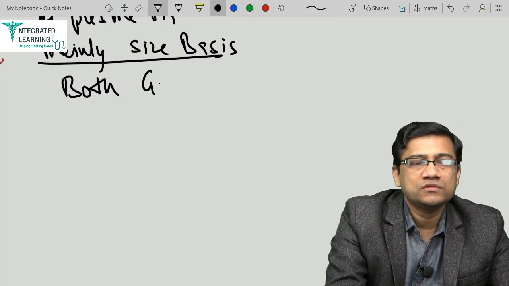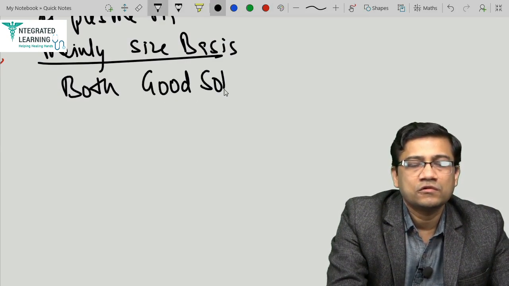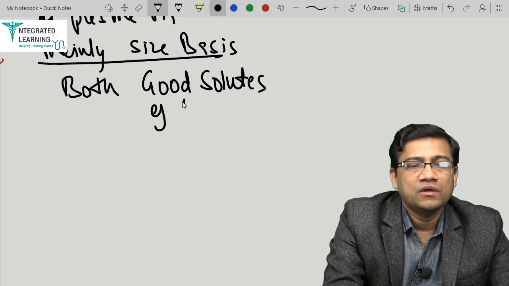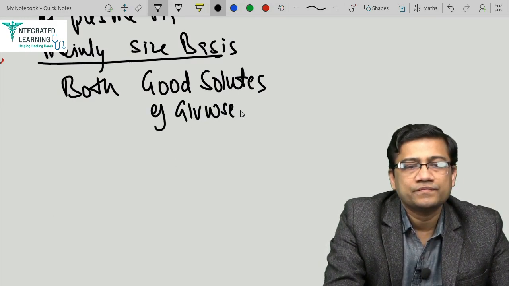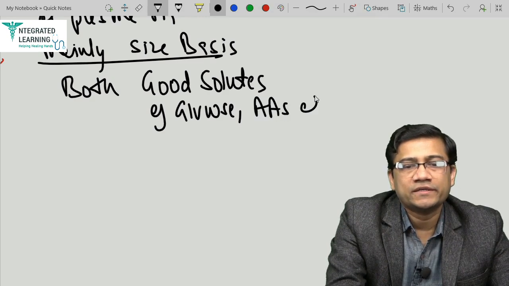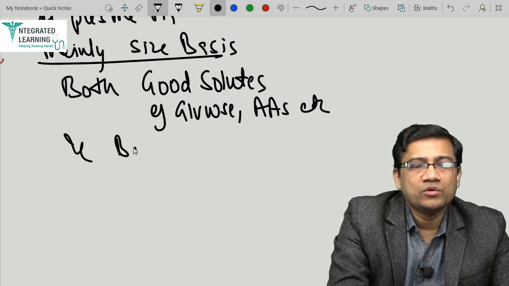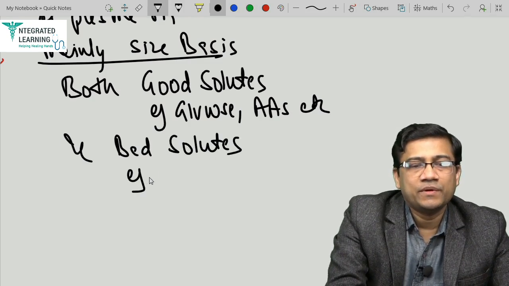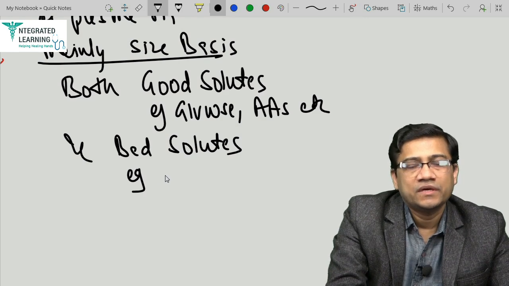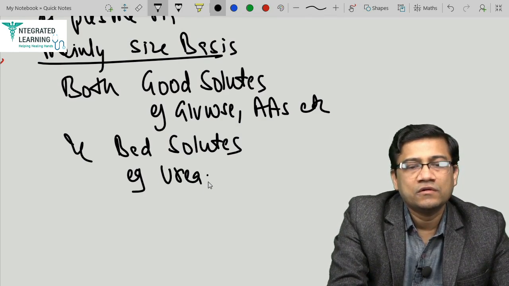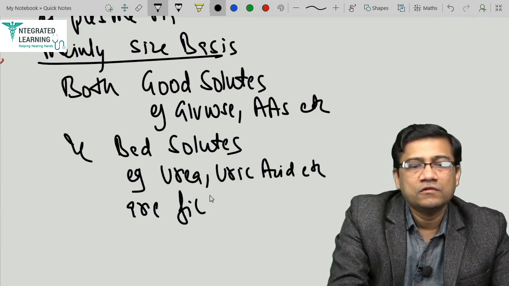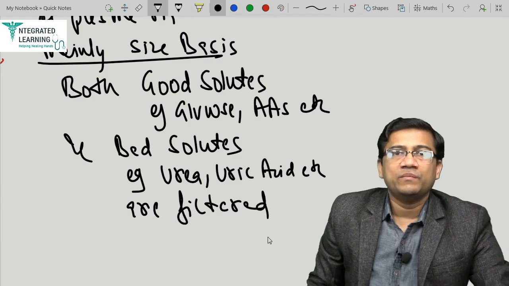So as a result, both good solutes, example glucose, amino acids, etc., and bad solutes which are waste, example which ones? Example, let us say urea, uric acid, etc., are filtered. So that is one major issue with filtration.